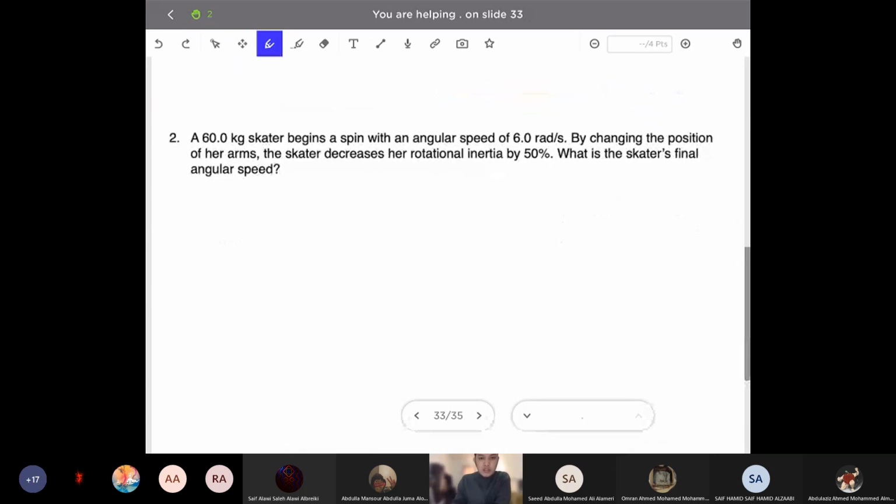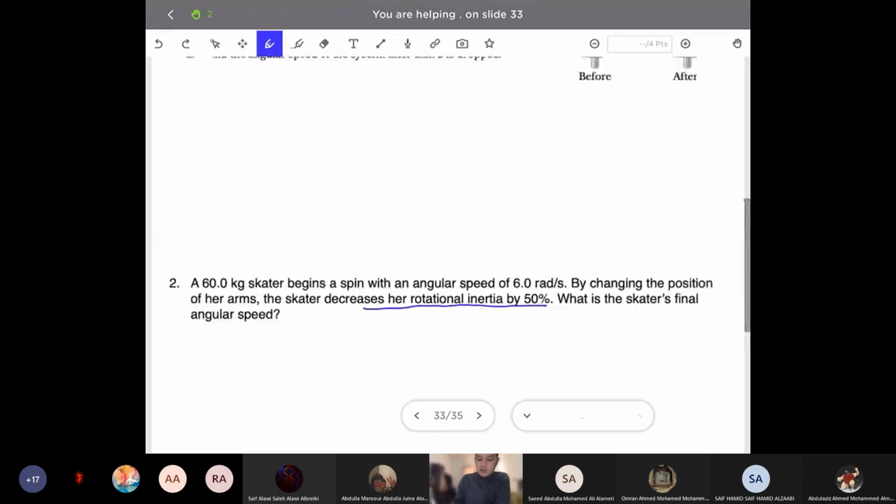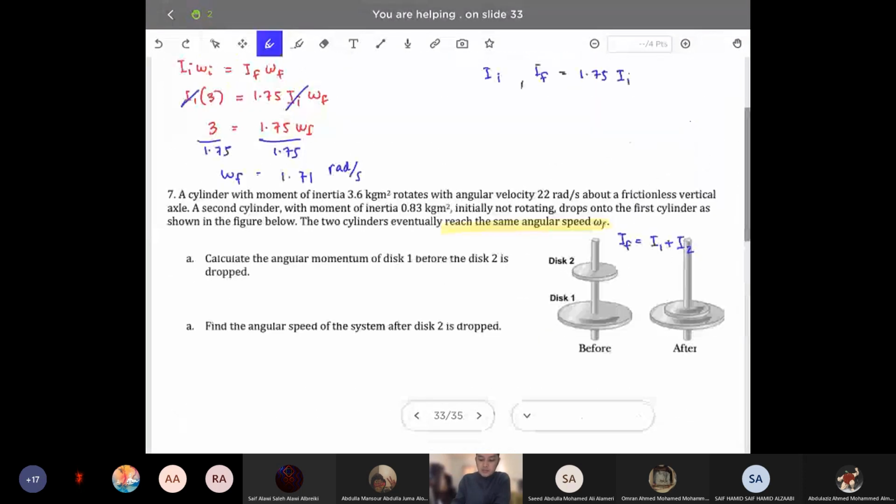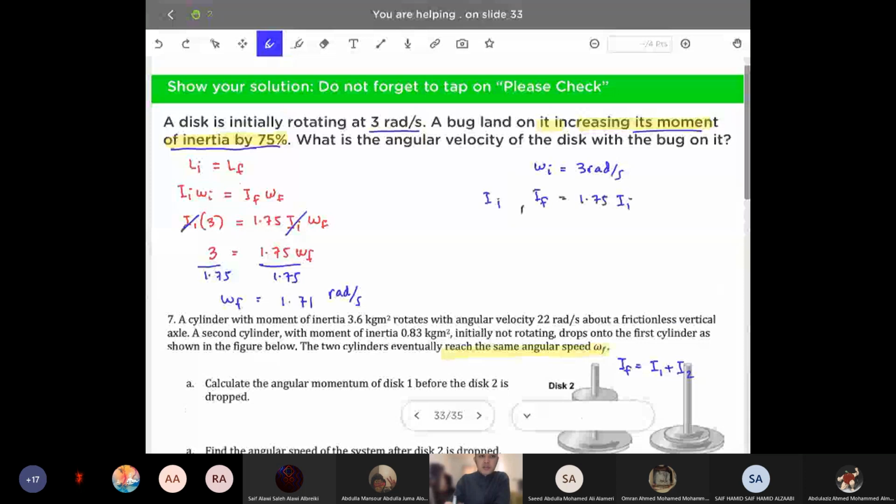For the last question on this slide, it says here that the skater decreased her rotational inertia by 50%. Meaning that's going to be 1 minus 0.5. So the final rotational inertia would be 0.5 of the initial moment of inertia. So if it decreases, you subtract the percentage. If it increased, you add the percentage. Any questions?